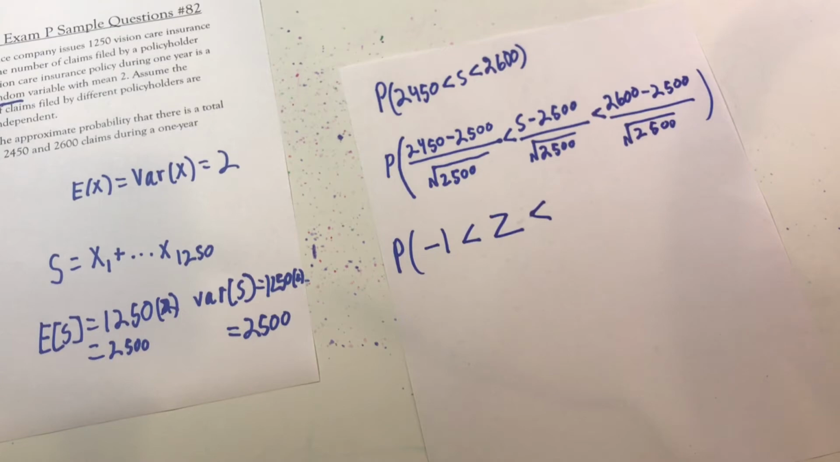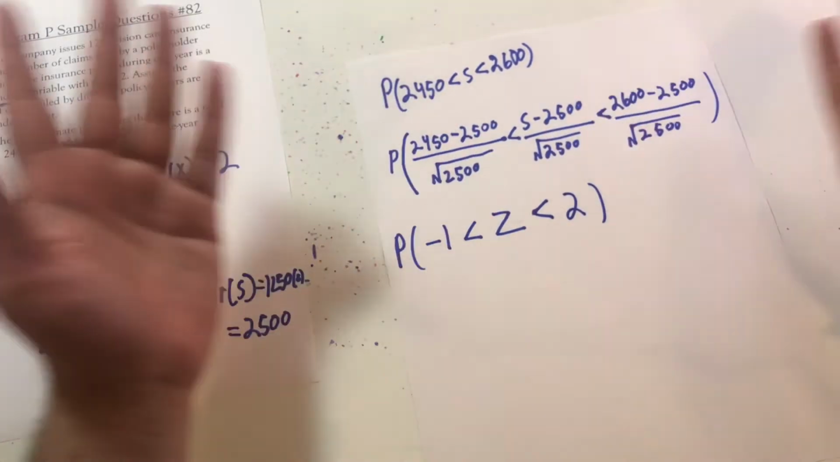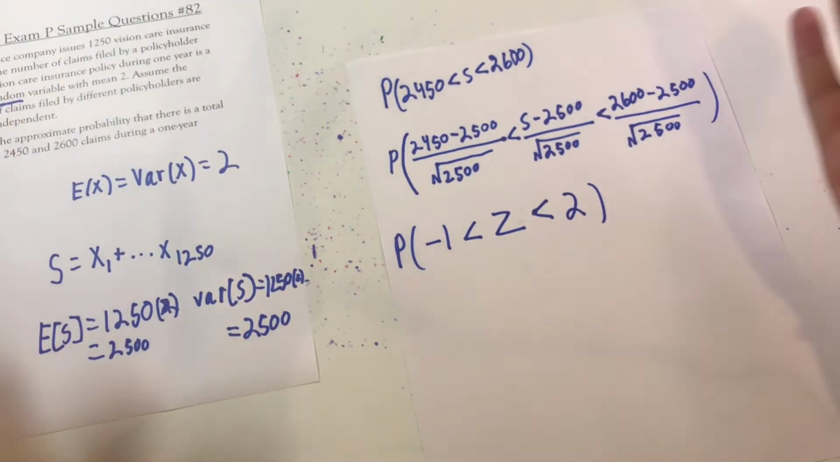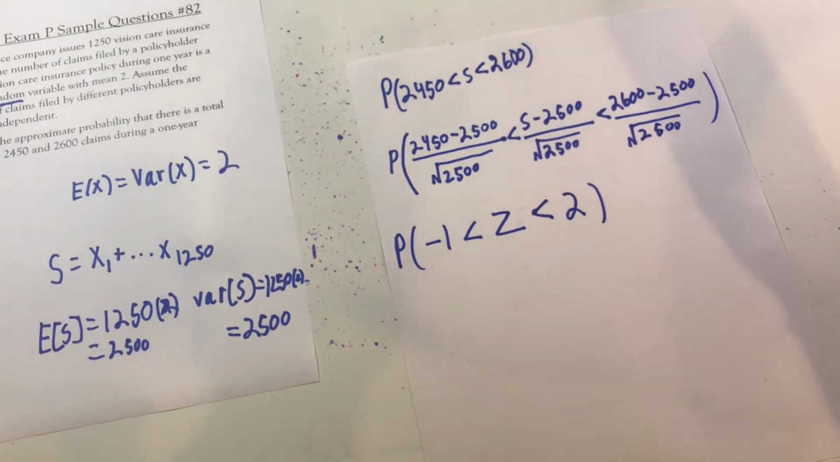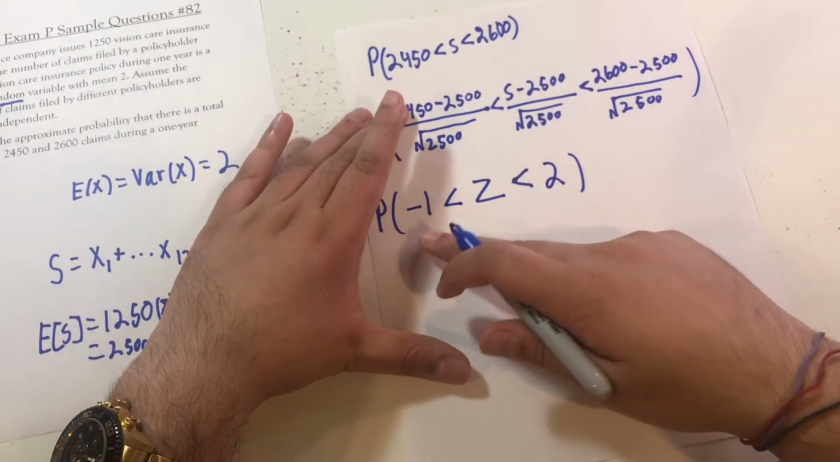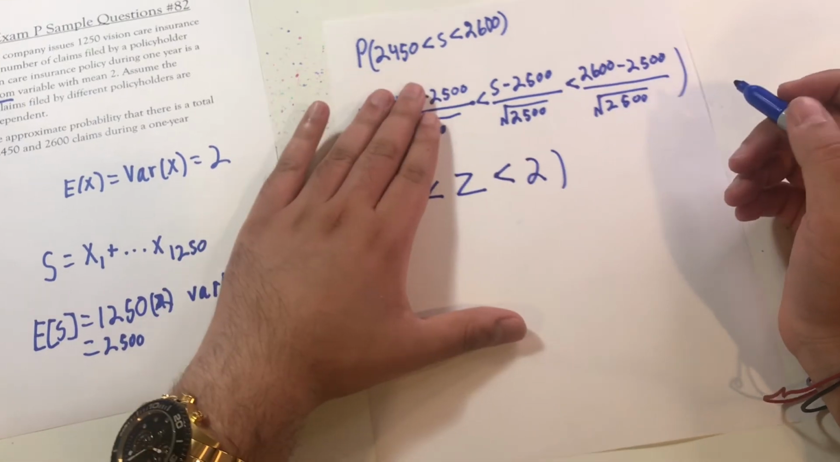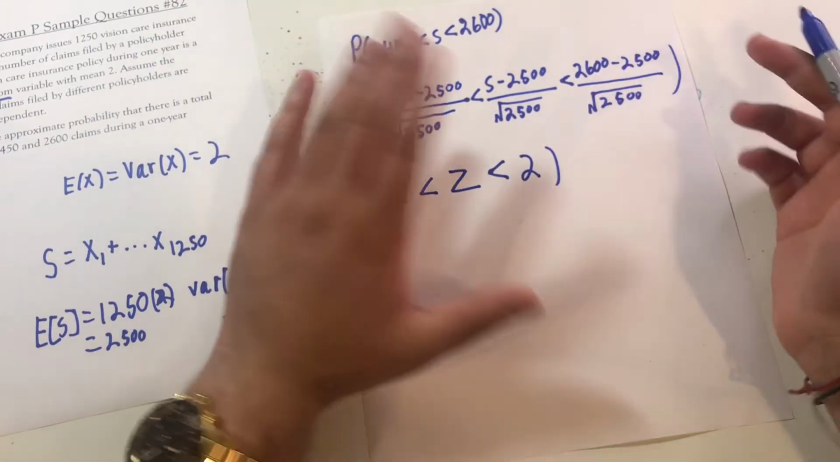Ooh, nice and clean numbers, 2. Okay, so what does this mean? The reason we did this, something that's going to make this really easy, is now we get to use a normal distribution. So we're looking for a z-value in between -1 and 2 on the normal curve, right?